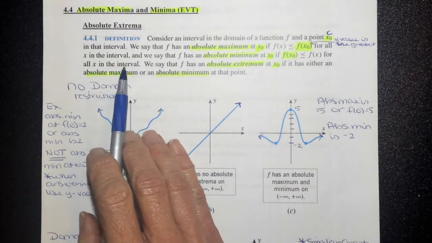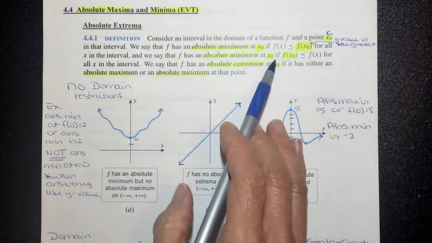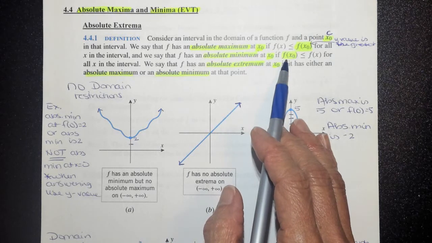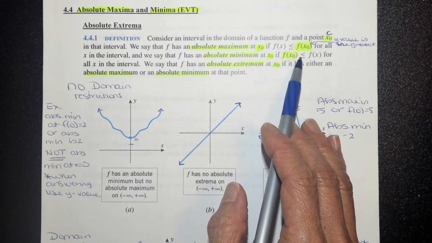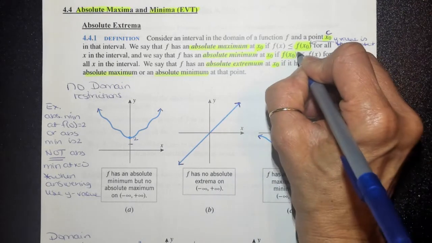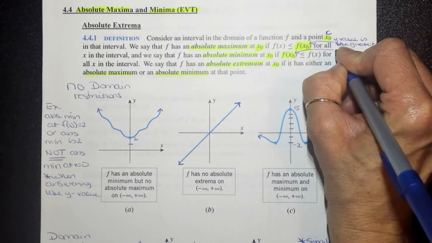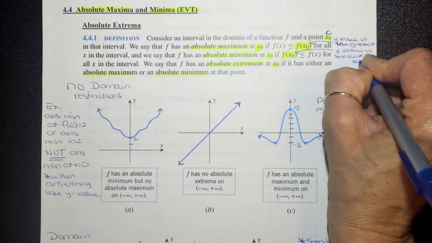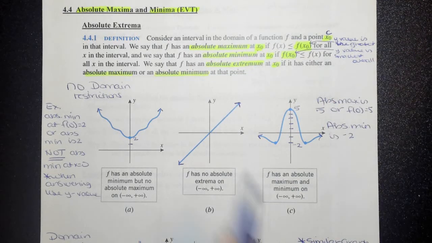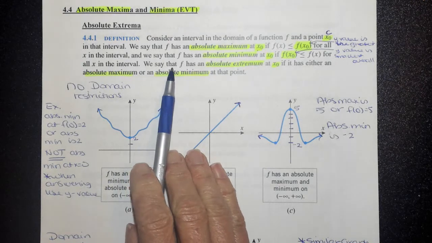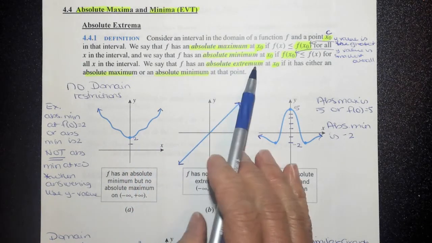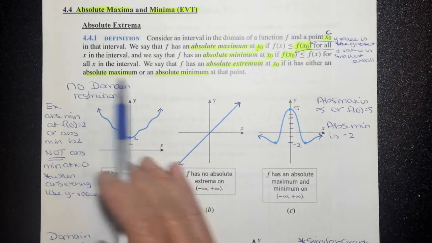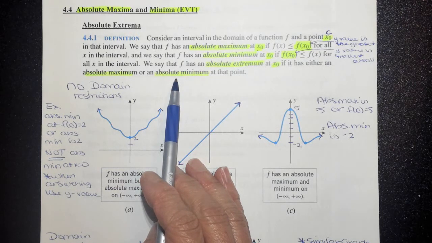So then we would also say that the function has an absolute minimum if at that given value C, or x sub 0, that y value, meaning f of x sub 0, is less than the function itself, meaning this y value is the smallest overall, in the entire spectrum of the values in the interval. And we would say that the function has an absolute extremum, so that's just in general, if at that C value the function has either an absolute maximum or an absolute minimum. It doesn't necessarily have to be both.